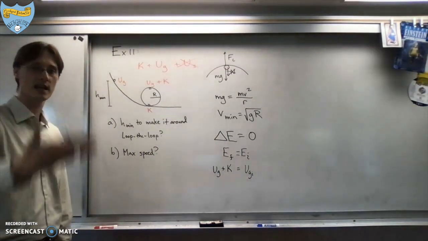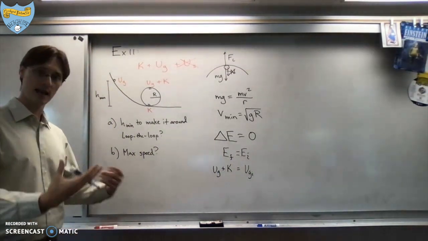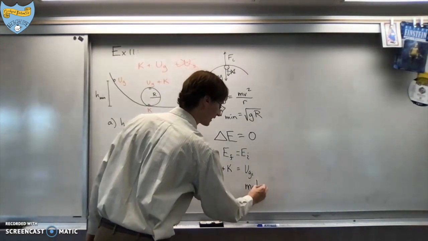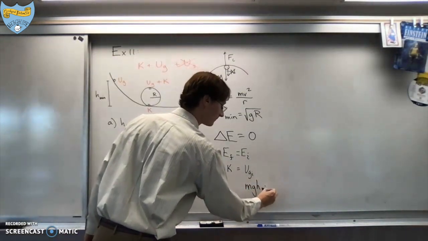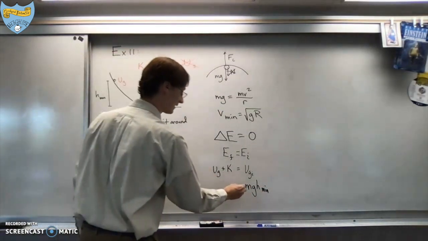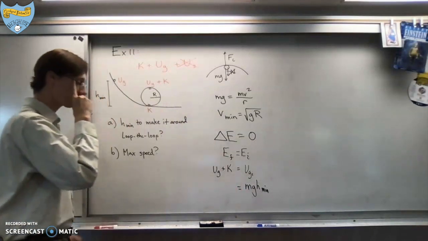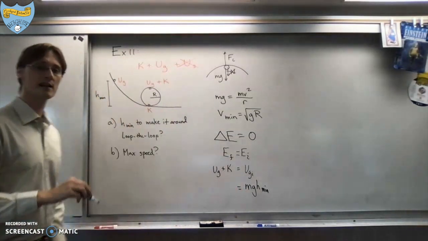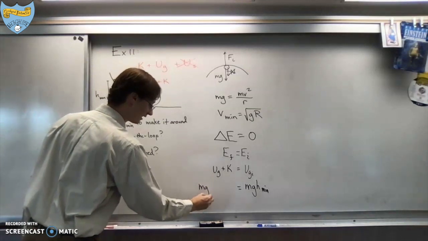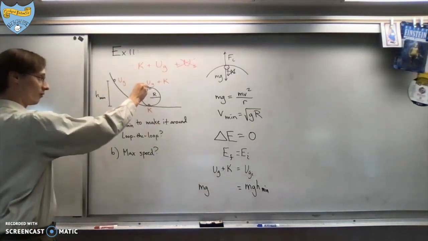UG initial is, well, all right, the formula for it is mgh, and h is what you're trying to solve for. So I'm not going to plug anything in for it. That's the h that I'm trying to solve for, that h min for minimum height. The UG over here is, well, okay, mgh is still the formula, but you actually know what this height is.